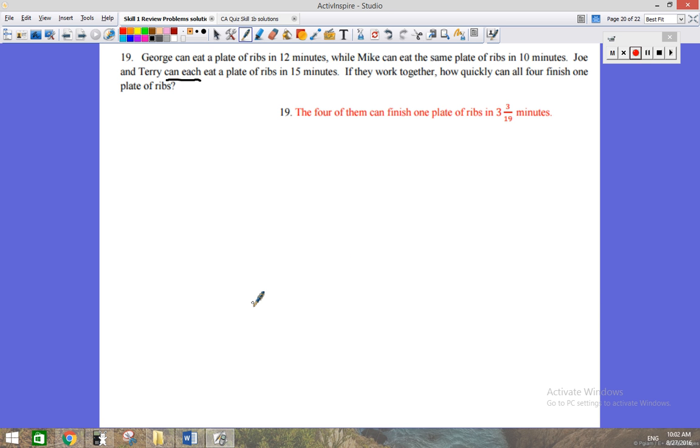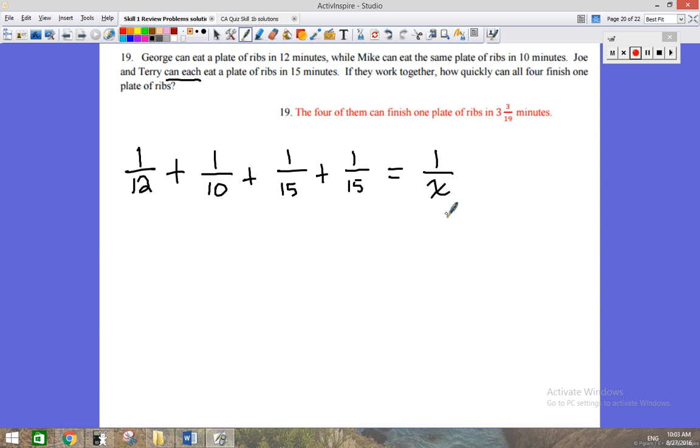So my unit of time is minutes. So how much of the ribs can they eat on a per minute basis? So George can eat 1/12 of the ribs per minute. Mike can eat more at 1/10 per minute, and these guys not as much, 1/15 plus another 1/15, because it does say all four. We want to know how long it takes them, all four of them eating.